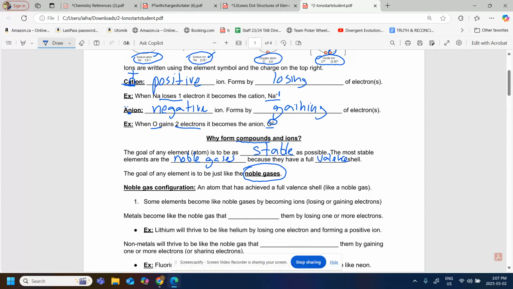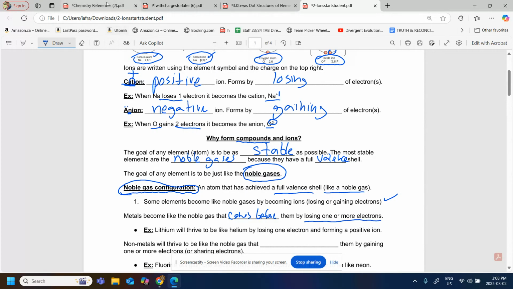And there's a few ways they can do that. They can do that by losing or gaining electrons, and they can do that by sharing electrons. When you become like a noble gas, we say you have what's called a noble gas configuration. It means an atom that now has a full valence shell, just like a noble gas. And as I mentioned, some elements become like noble gases by losing or gaining electrons, so forming ions. So metals, they usually become like a noble gas that comes after them, or comes before them, by losing 1 or more electrons.